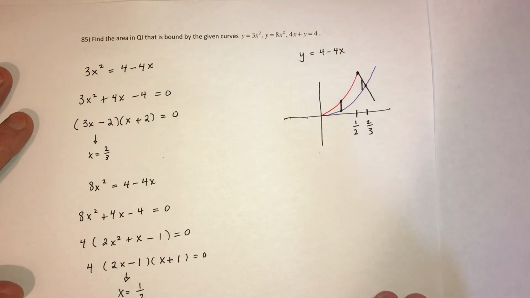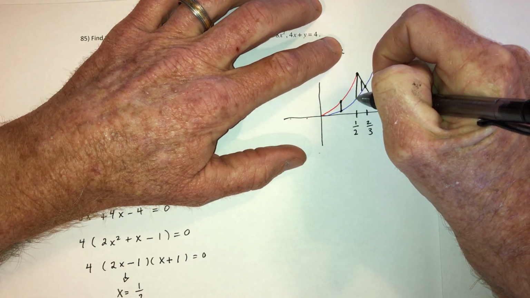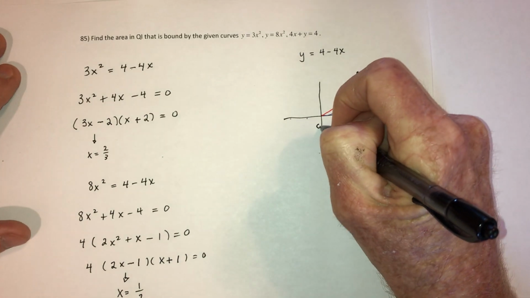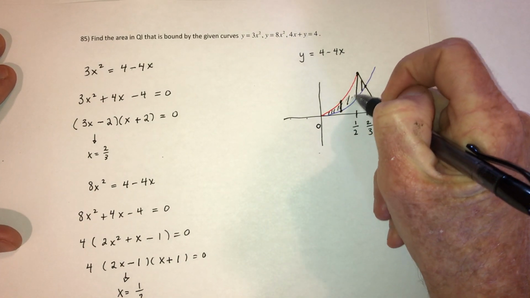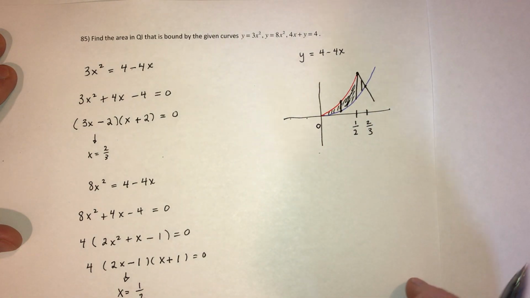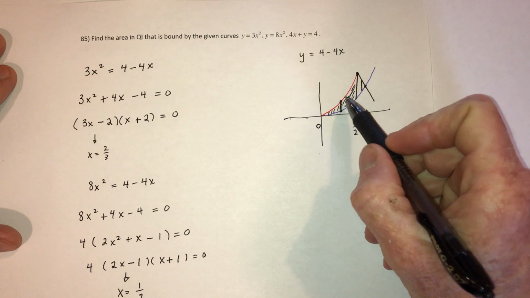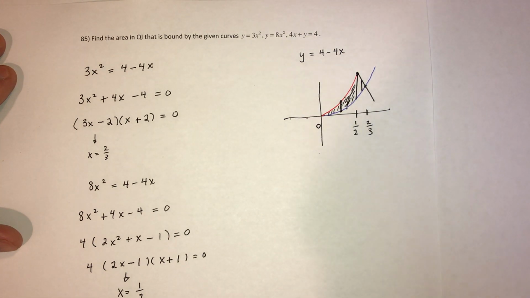So now I need to do two integrals. One is going to go from 0 to a half, and it's going to find this area. And that's going to be between the red parabola and the blue parabola. So let me get another piece of paper right here.